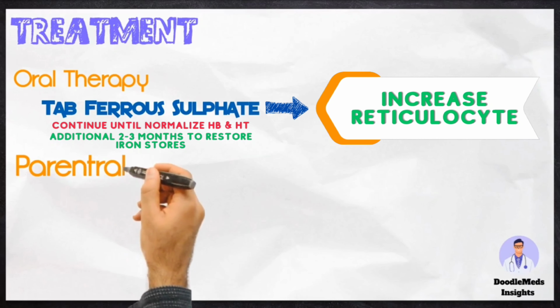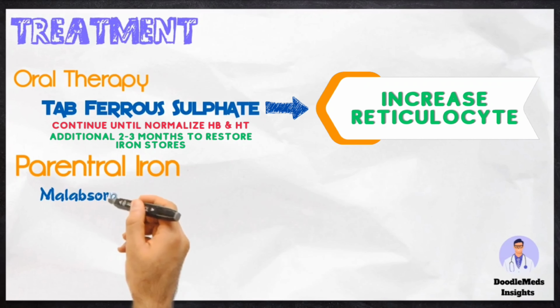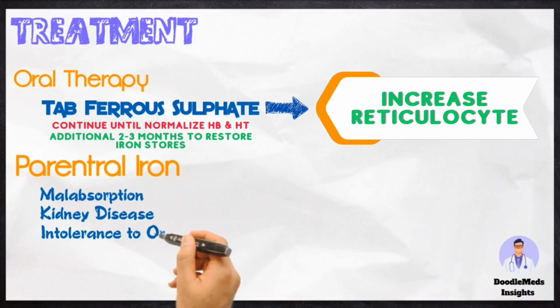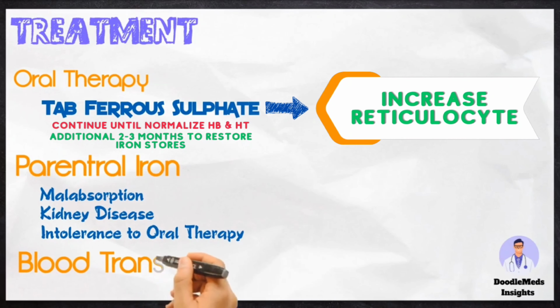Parenteral iron is used in patients with malabsorption, kidney disease, or an intolerance to oral therapy. Blood transfusion is the most effective method of delivering iron but, of course, is not a standard method of correcting iron deficiency anemia except in cases with severe symptoms.